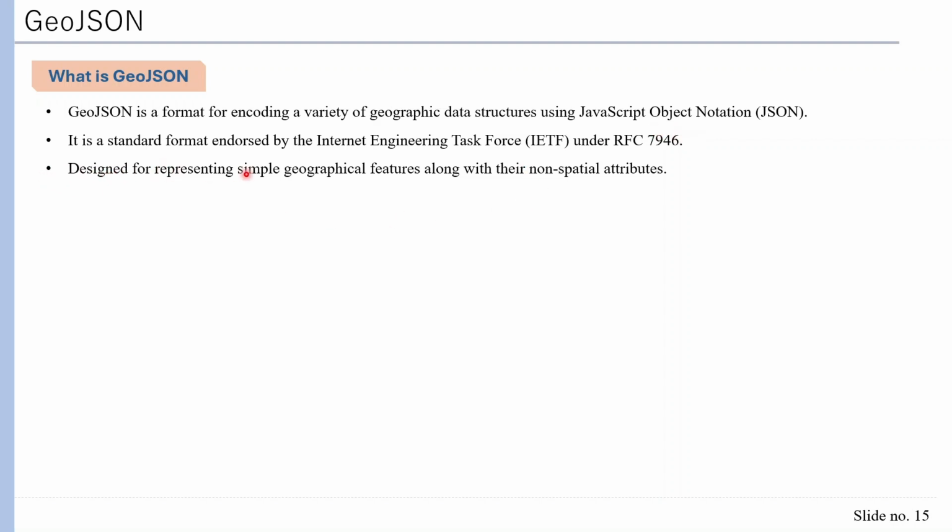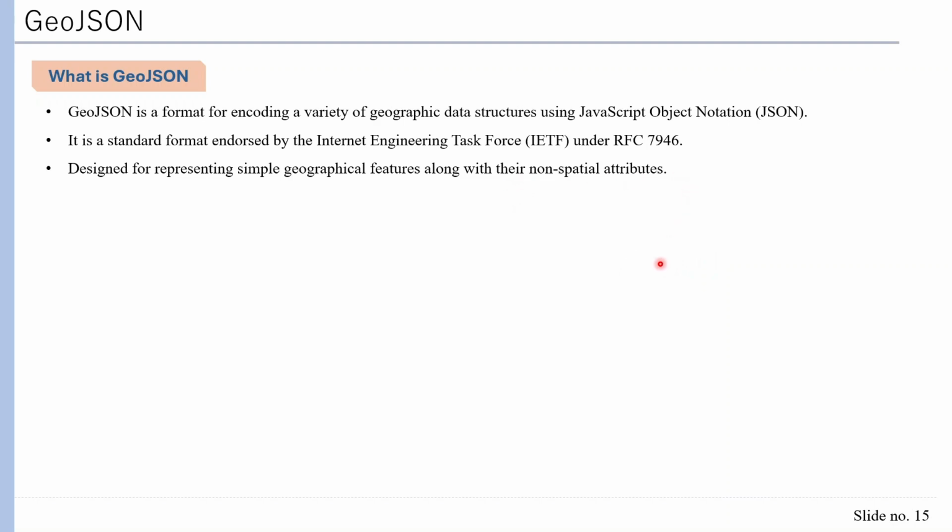and designed for representing simple geographic features along with their non-spatial attributes. Non-spatial attributes are those attributes which represent the properties of any spatial feature. For example, if you open the attribute table of any shapefile in ArcMap, the data that you will see in the attribute table are all non-spatial attributes.